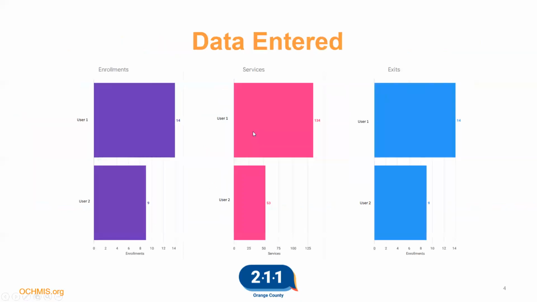The next option is we can just look at over a reporting period, how much data each user entered. So in this example, you can see we have enrollment data, and so user 1 entered 14 enrollments during the reporting period and user 2 entered 9. And you could look at this type of data for enrollment, services, exits. We could also do assessments, files, that kind of stuff, whatever the group thinks is useful. So that's the option 2.